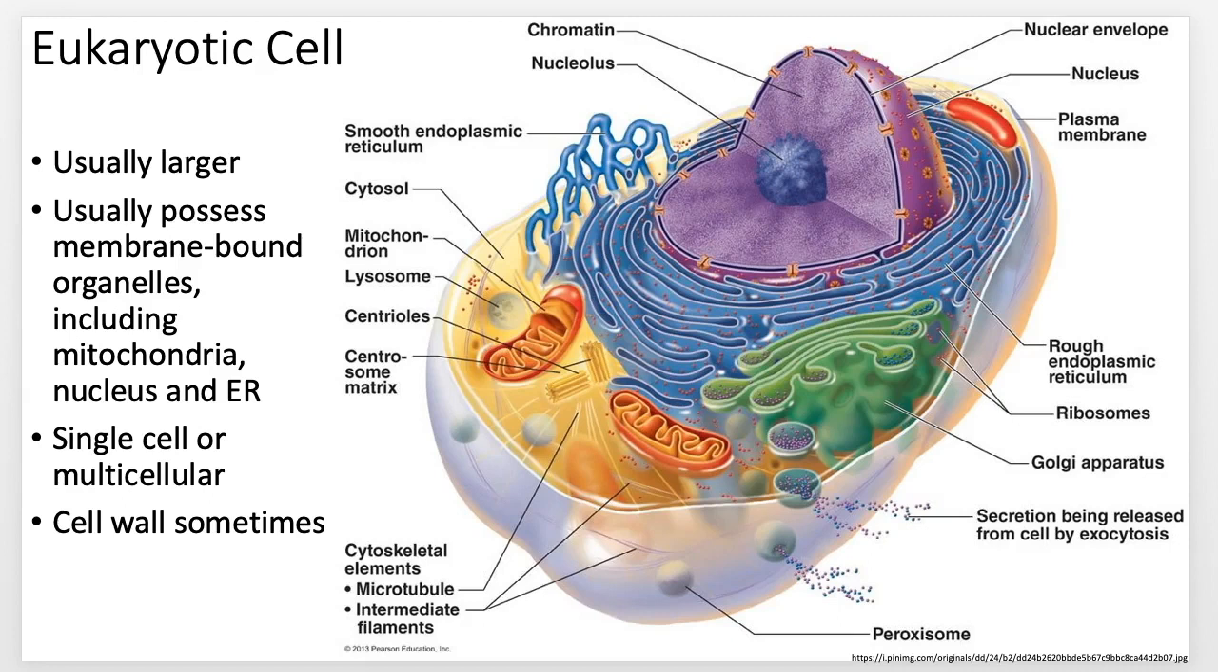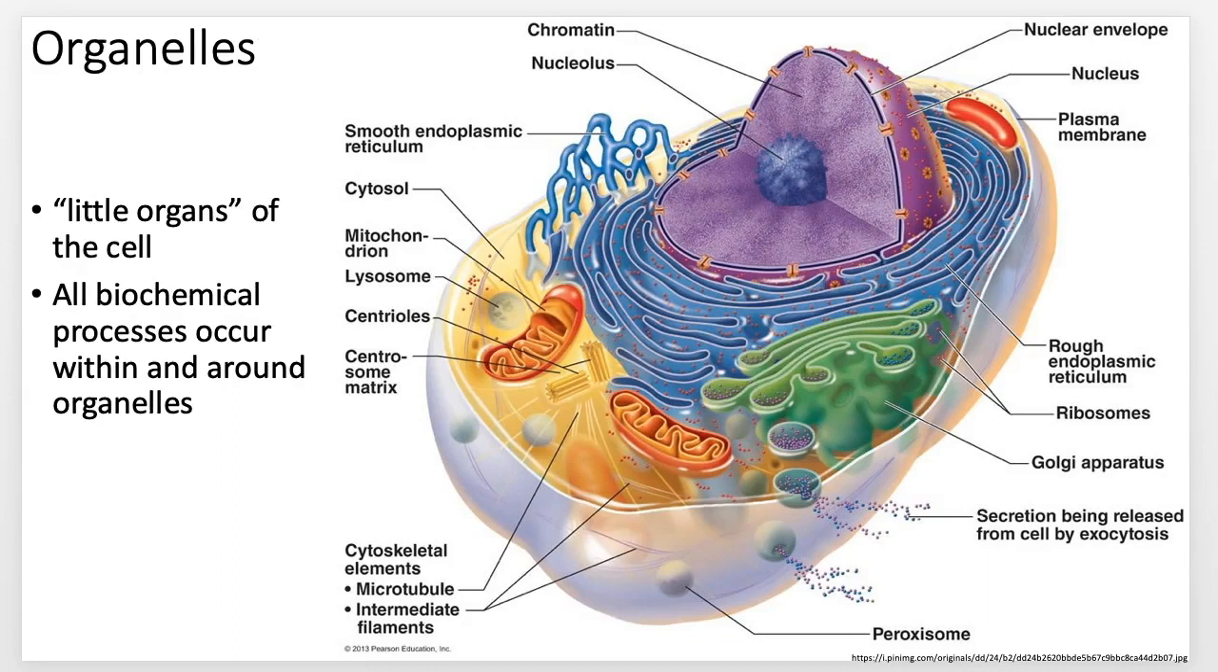We're just going to take a generic smattering of all the organelles and just see what they look like. So organelles in a eukaryotic cell, that means a little organ. Organelles, like an organ, and then the small one. They're little organs. It's Latin. All biochemical processes occur within and around organelles. So that's why we're focusing on this. We need to understand what a mitochondria is, what a lysosome is, what the nucleus is, if we're going to talk about the biochemical processes that occur in these locations.